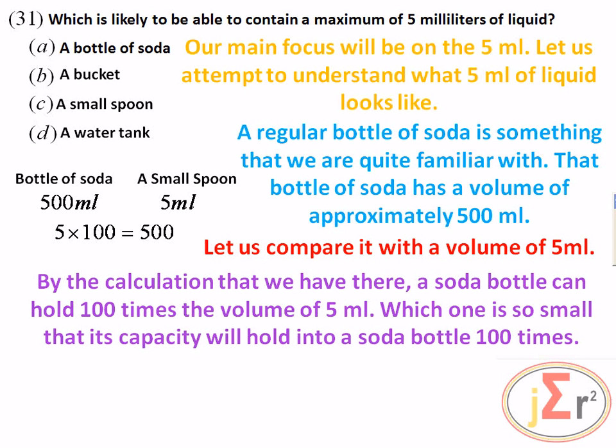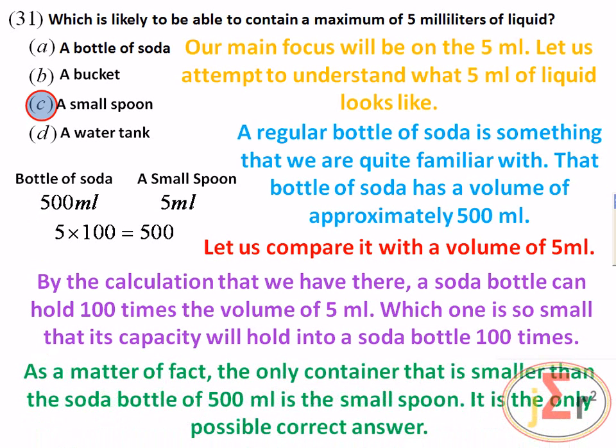But we know that a soda bottle is approximately 500 milliliters. Therefore, if that 500 milliliters is compared with the 5 milliliters in the statement of the problem, that 500 milliliters is 100 times the 5 milliliters. So if the soda bottle is 500 milliliters, it will be able to hold 5 milliliters 100 times. So what do we have there that is so small that it will hold inside that soda bottle 100 times? The small spoon, and it is represented by option C.